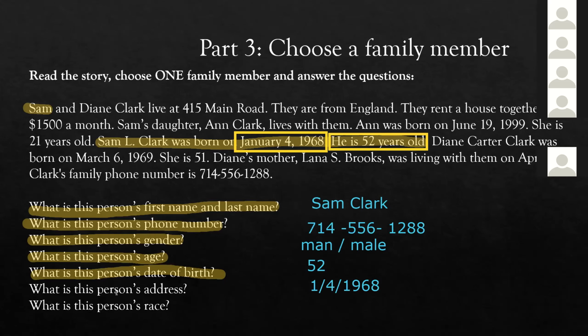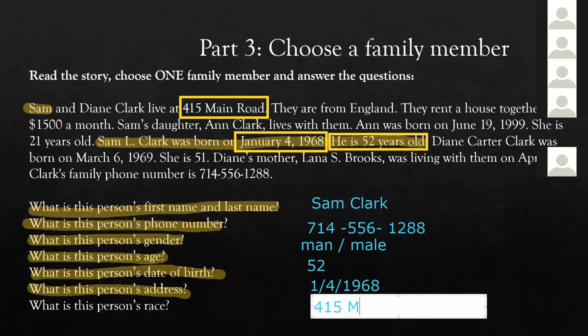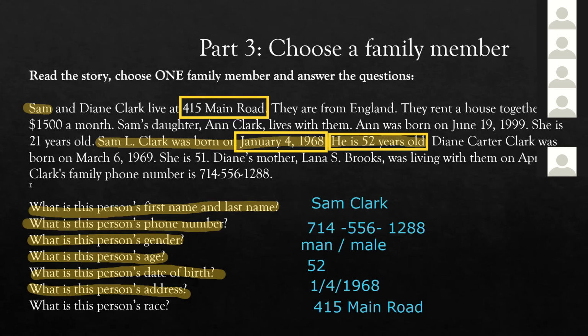What is this person's address? 415 Main Road. Very good. And the last one, what is this person's race? England. England most likely is white, right? White.